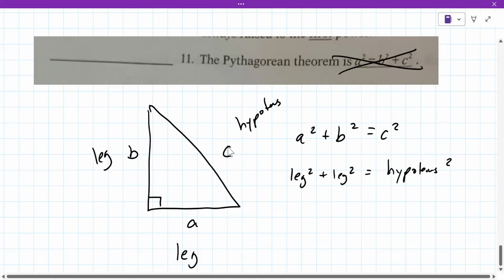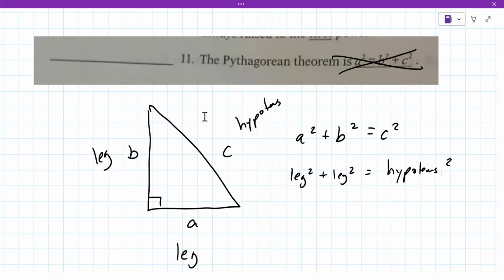Okay. It's an interesting word. Hypotenuse. Okay. Next. All right, so we'll move on to number 12.